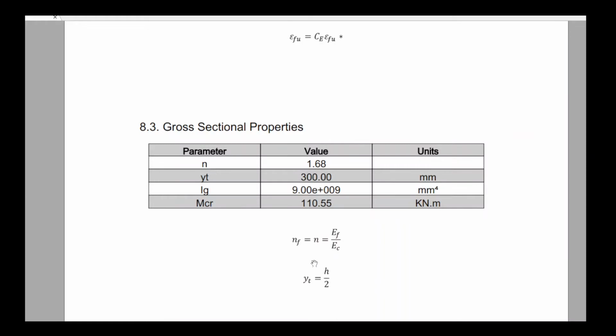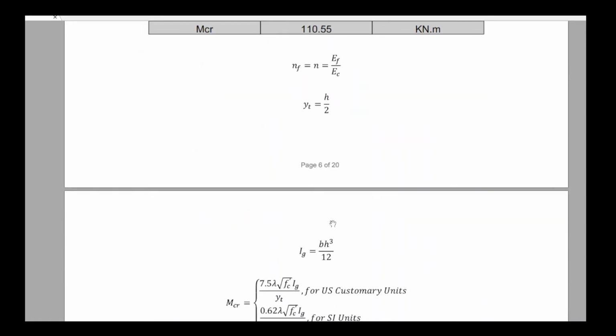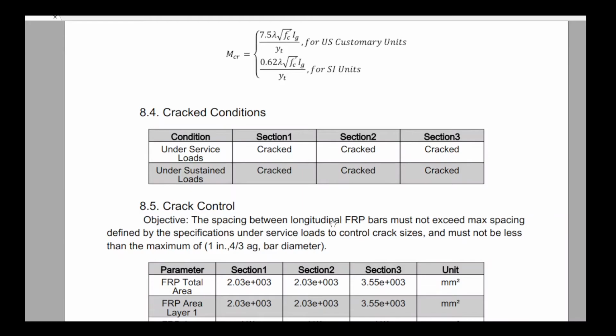And then we have the gross sectional properties, uncracked. We get the M cracking, we get the gross moment of inertia, we get YT and N, and these are the equations that we used. And then we have the cracked condition. So all our sections are cracked under service and under sustained.